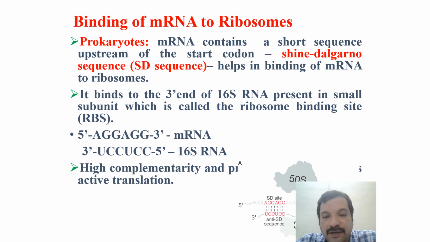So the first event is the recognition of the mRNA by the ribosome binding site at the beginning of translation. In prokaryotes there is a sequence called the Shine-Dalgarno sequence, which helps the 16S ribosomal RNA present in the 30S subunit to correctly anchor the mRNA for translation. The adenine, uracil and guanine residues in the 16S ribosomal RNA bind to the mRNA and secure it for translation. This is a very important step in initiation of bacterial protein synthesis.